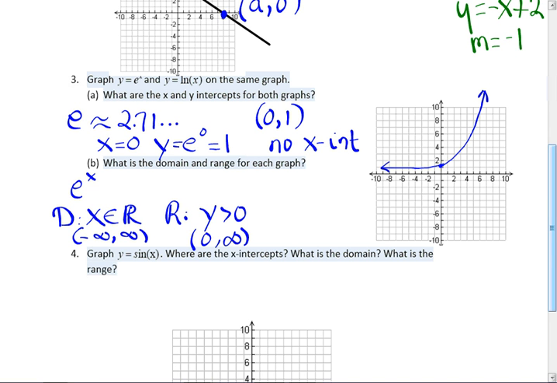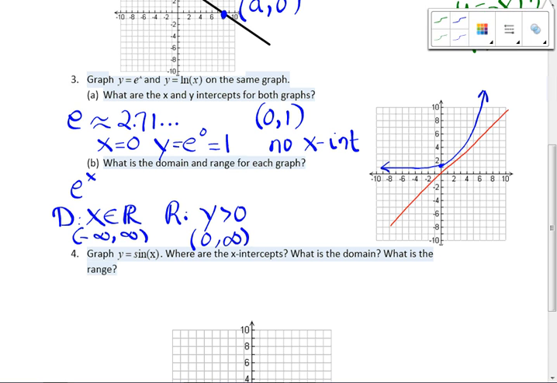Now, how are e to the x and log of x related? Natural log. I always say log, though, because we always do natural log. Pardon? They're inverse functions. Do you remember what happens to inverse functions? They switch the domain and the range and reflect over y equals x.